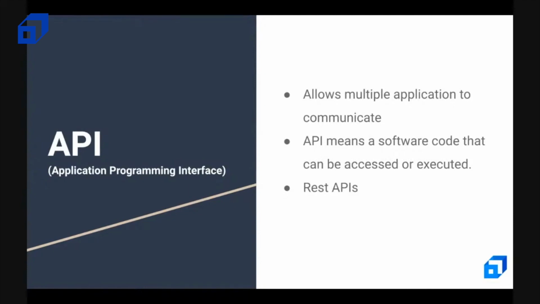So they should have a proper medium over which they can communicate. That medium is being provided by APIs. So an API is nothing but the medium that allows both applications to communicate with each other, basically having the same medium.